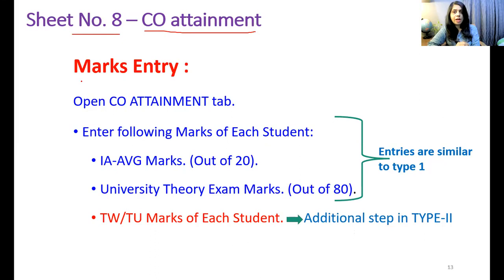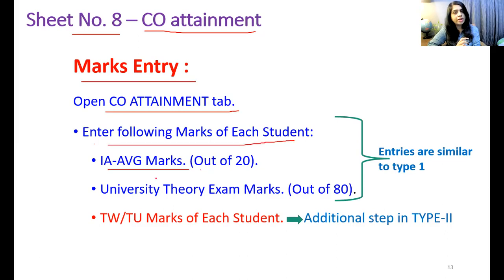In CO attainment, how to do marks entry? So, for marks entry, you have to open the CO attainment tab. This procedure I have already explained in type 1, so if you don't remember, refer to that video provided earlier. Open the CO attainment tab, in which you enter the following marks for each student: internal average out of 20, and university theory exam marks out of 80. Entries are similar to type 1, and hence I am not explaining it here.